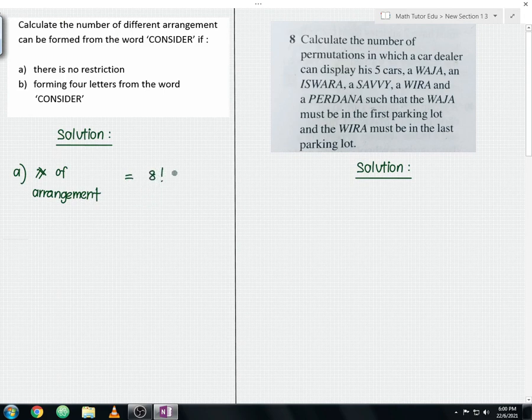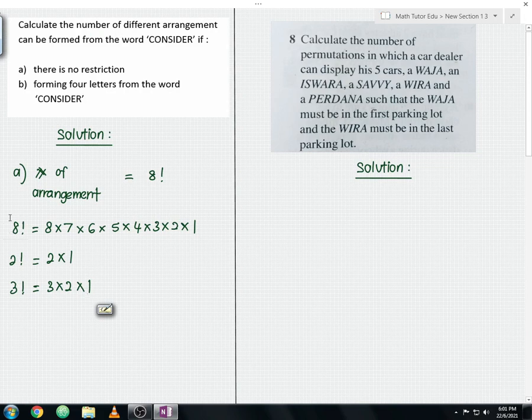You can ask me, what does factorial mean? If you don't know what factorial means, let's say in this question I write 8 factorial. 8 factorial can also be written as 8 times 7 times 6 times 5 times 4 times 3 times 2 times 1. So this is the meaning behind the factorial, guys. If you have 2 factorial, it becomes 2 times 1. If you have 3 factorial, it becomes 3 times 2 times 1. This is the meaning behind those factorials, guys.